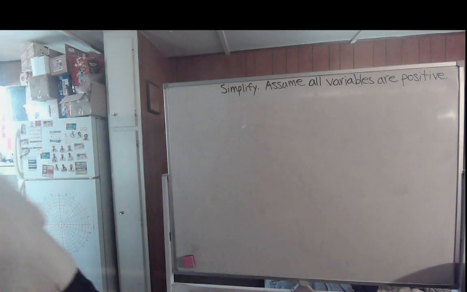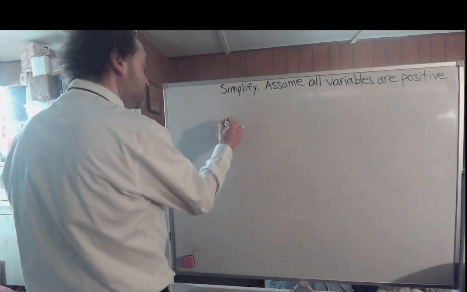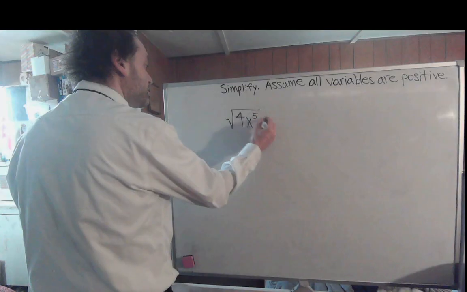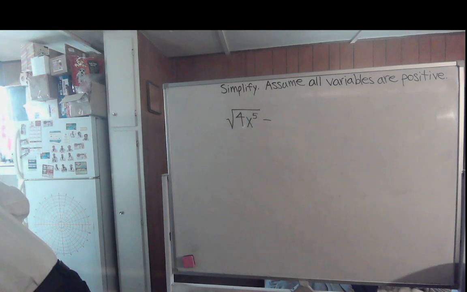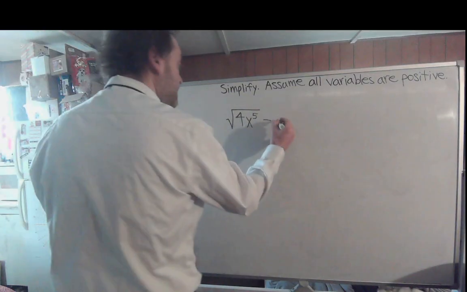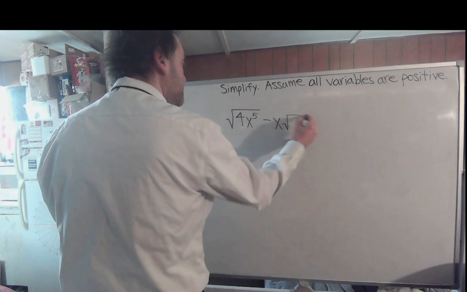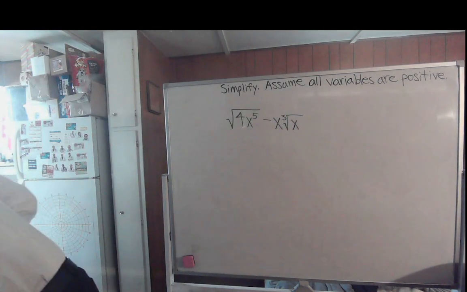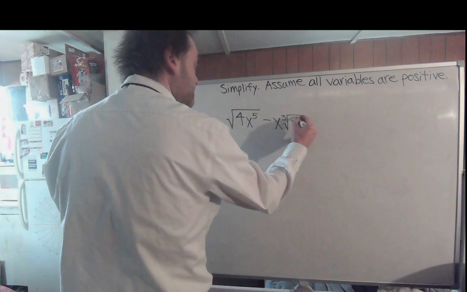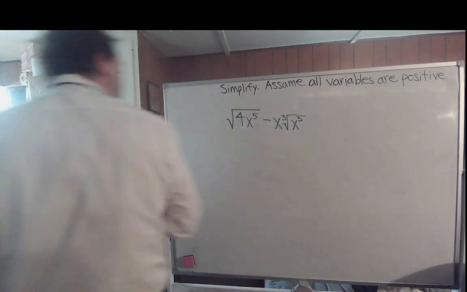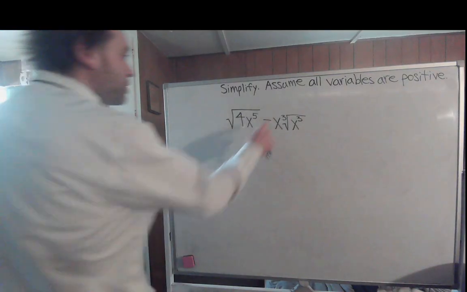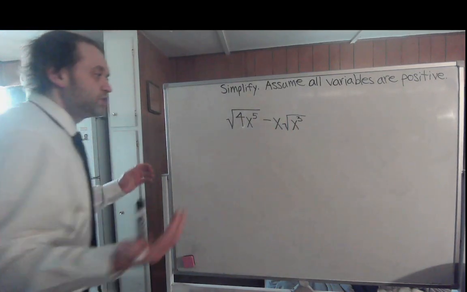Two more. Alright. Square root of 4x to the 5th minus x times the square root of x to the 3rd. I'm sorry, I said the cube root at first. Sorry, the square root of x to the 3rd. Boy, I don't know where I'm pulling the cube root from.